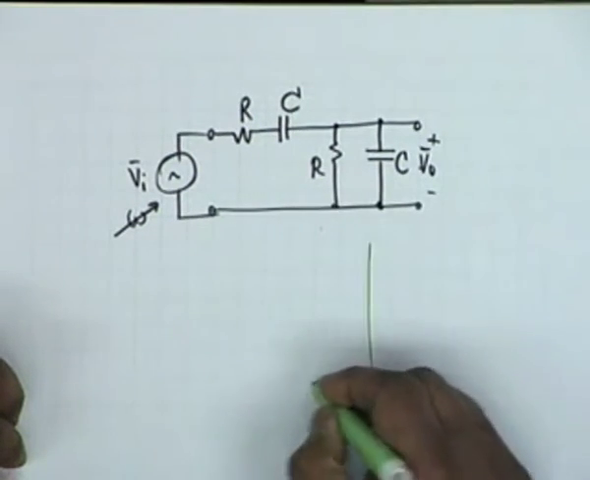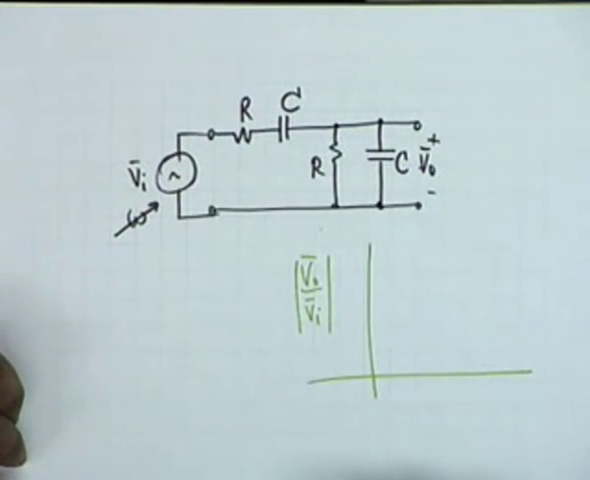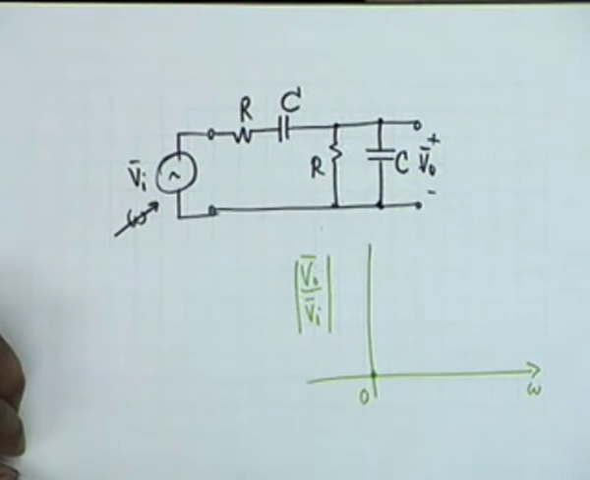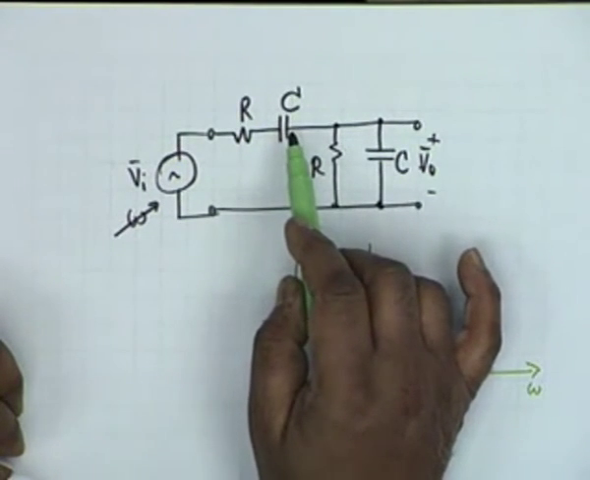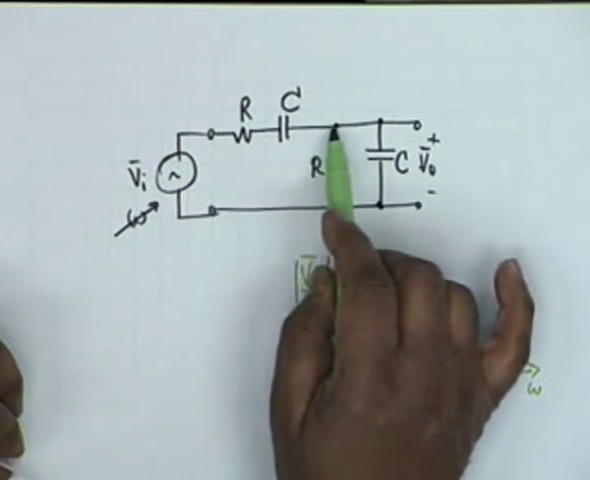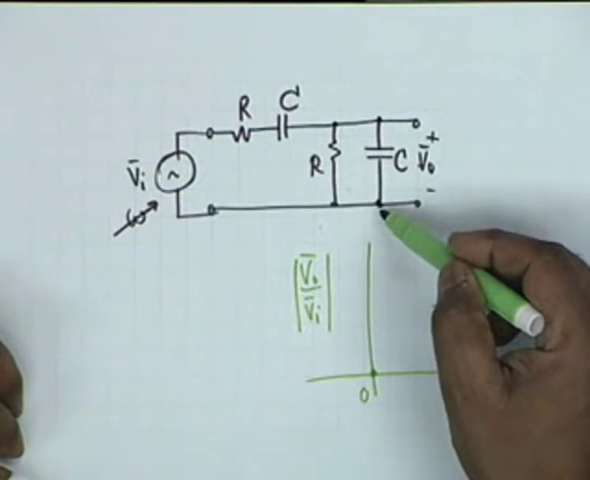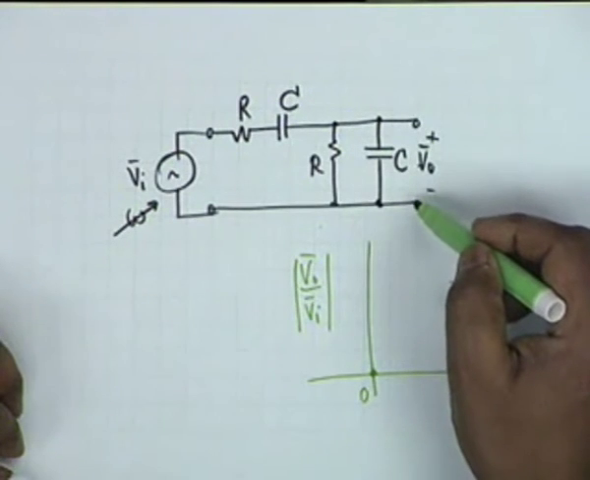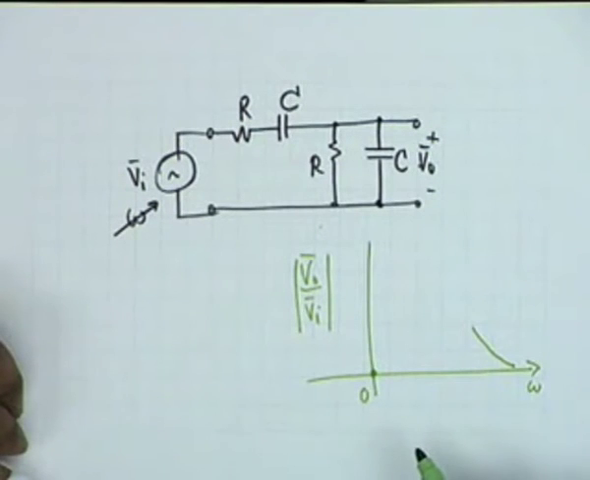Therefore the DC response, if you plot V0 by Vi, this ratio versus frequency, starts from 0. Now let's look at the other extreme, infinite frequency. At infinite frequency this capacitor acts as a short, and therefore the series arm consists of a pure resistance R. But this capacitance also acts as a short, and therefore the shunt arm acts as a short. Nothing shall appear here, and therefore the ratio shall again be 0, and therefore it must come like this.